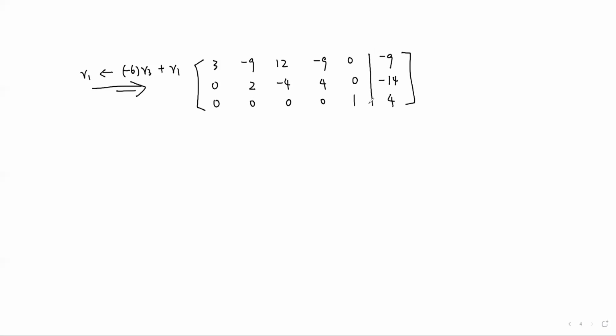I can see that we still can introduce zeros to the matrix. I can use 2 to eliminate -9. So 2 is a pivot entry. Positive 9/2 times row 2 plus row 1, then -9 becomes 0. Put the result in row 1.